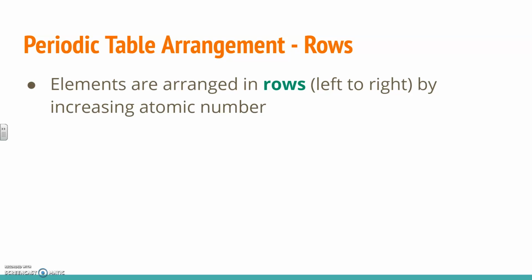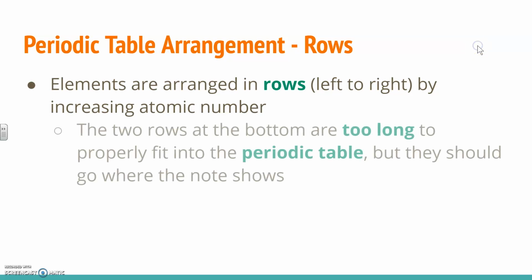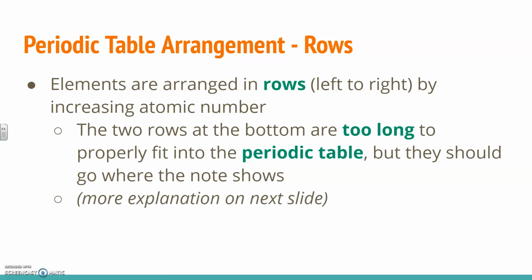So elements are arranged into rows. Rows go back and forth left to right. Okay, so when you're reading this slide, you're reading left to right, right here. This is a row of words. So just to give you an idea what a row is. The 2 rows at the bottom are actually too long to properly fit into the periodic table, but they should be where the notes show. I'm going to show you this on the next slide.